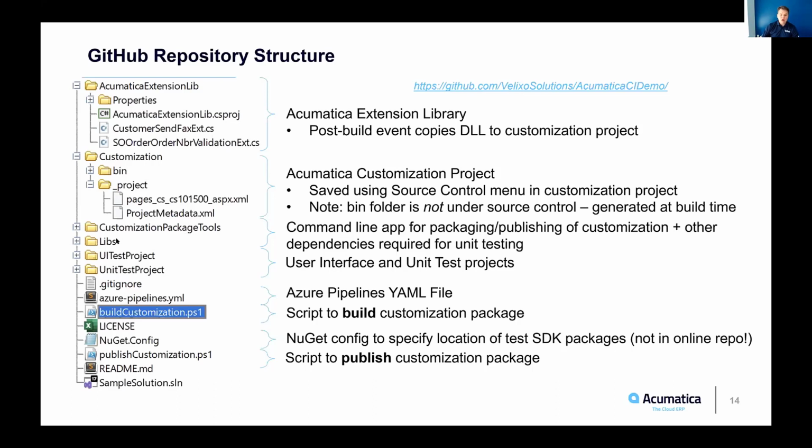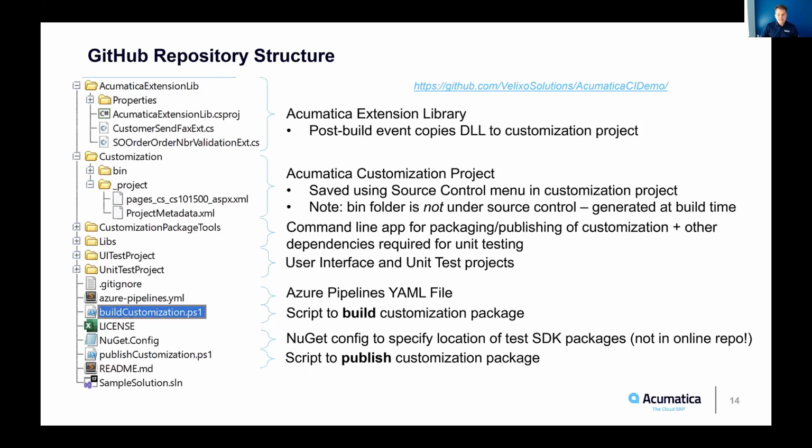Next is a little folder called Customization Package Tools. This is part of the duct tape I was talking about. It's a set of command line tools that I had to build to make this a reality. Libs, so a set of dependencies, mainly Acumatica libraries that cannot be added through NuGet. This was needed for the unit test and the UI test that are run through my pipeline. I wish I did not have to bundle this into a GitHub repo, but unfortunately this was required to complete my project. And then you have my 2 testing projects.